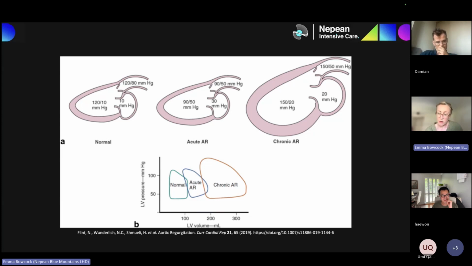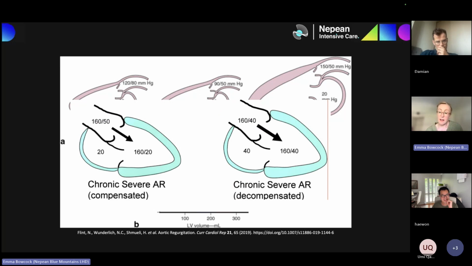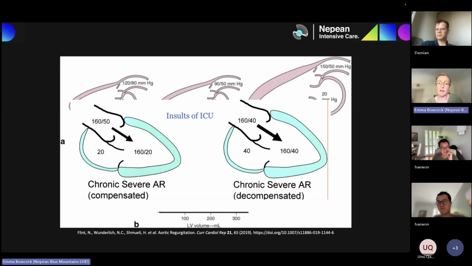The chronic AR groups might be asymptomatic in the community until they come to the ICU, and we give them fluid, vasopressors. They have sepsis, mechanical ventilation. All of these things can just tip this precarious group over the edge. Someone that was previously compensated with relatively normal filling pressures can then tip over and develop congestion and features of shock.